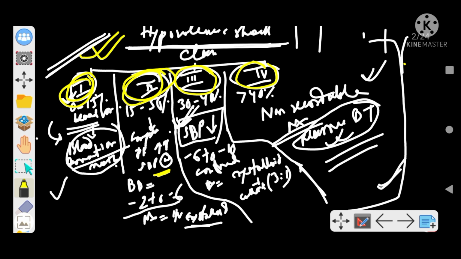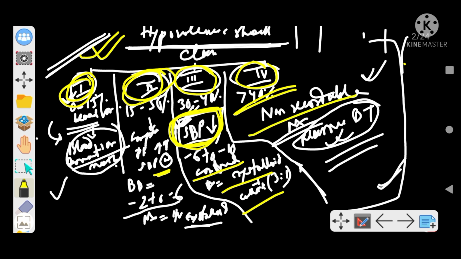In class 3 it is with 30 to 40% blood loss. Most important, systolic blood pressure decreased, right? And -6 to -10 base deficit, patient remains confused. Management with crystalloids and colloids 3:1. And in class 4, more than 40% blood loss, parameters become non-recordable, and management is with massive blood transfusion. Now we will continue with the massive blood transfusion, right?